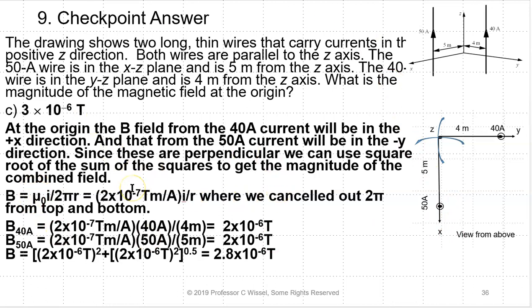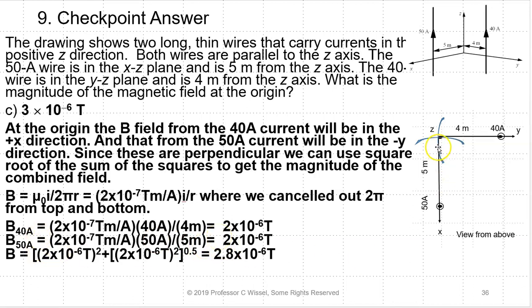Okay, so simplify it. For B for the 40 amp, it is 2 times 10 to the minus 7 Tesla meter per amp times 40 amps divided by 4. That is 2 times 10 to the minus 6 Tesla. Notice that the 40 amp divided by 4 meters is 10 amp per meter, and 50 amps divided by 5 meters is also 10 amp per meter. So these two have the same magnitude.